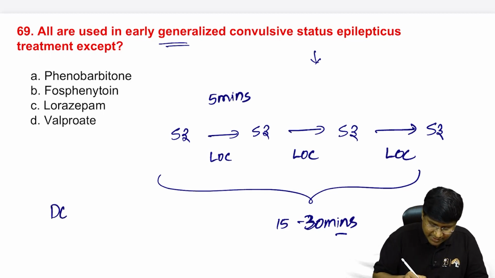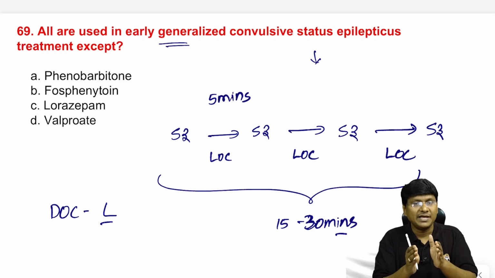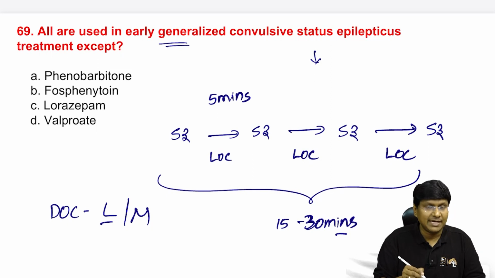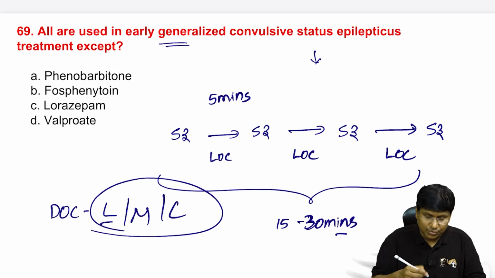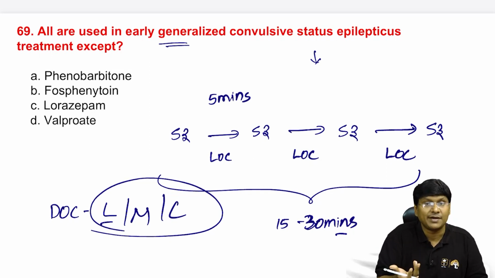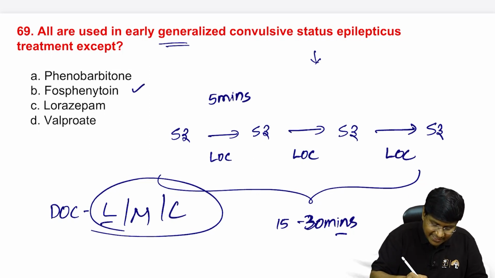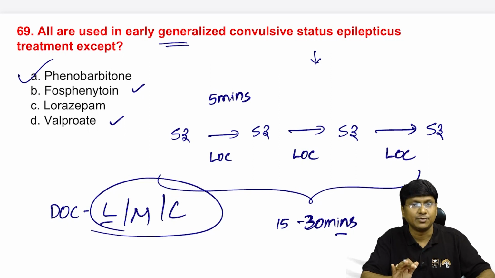And what is the drug of choice in case of status epilepticus? The drug of choice is lorazepam. Lorazepam is the drug we give in the early stages. So either lorazepam, midazolam or clonazepam can be given. After giving 2 to 3 doses of lorazepam, if the seizure attacks are not reducing, then phenytoin can be given, and valproate also can be given. Whereas the answer here is phenobarbital.